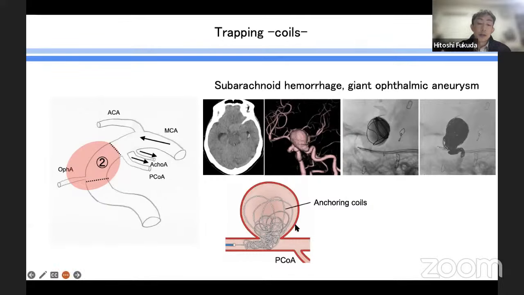So in this case, we initially start with anchoring coils placed in the intraluminal space of this giant aneurysm, and then subsequent coils are occluding the ICA to block the blood flow.